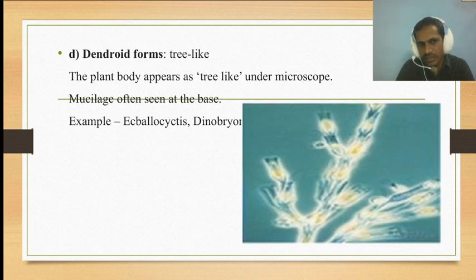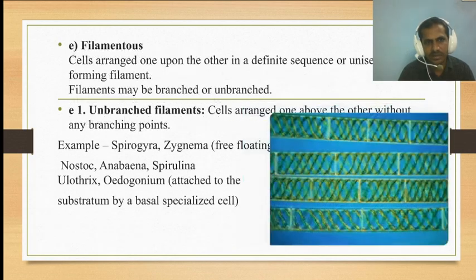For example, Ecballocystis. This is the dendroid form, which is tree-like in nature. And the fifth one among the algal forms is the filamentous form. Cells are arranged one upon the other in a definite sequence. They form a unicellular filament.